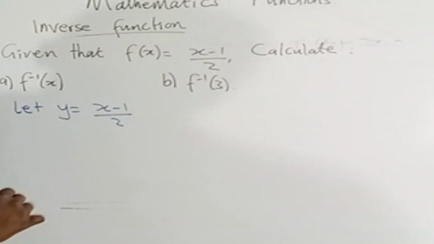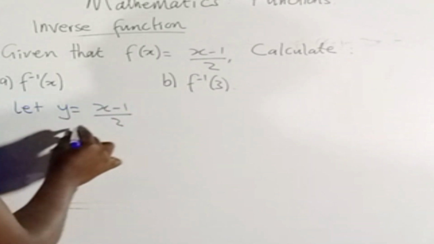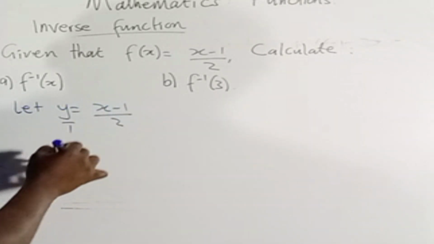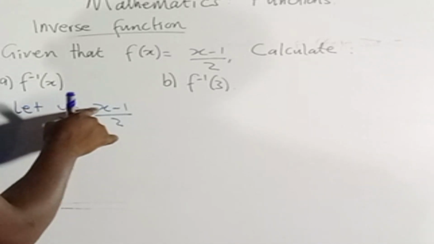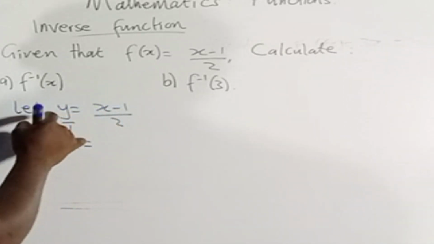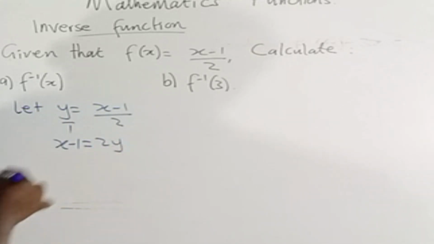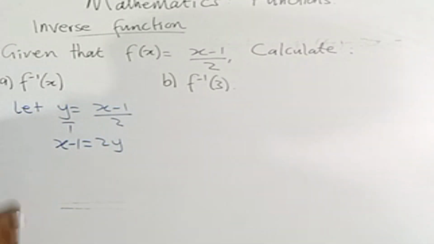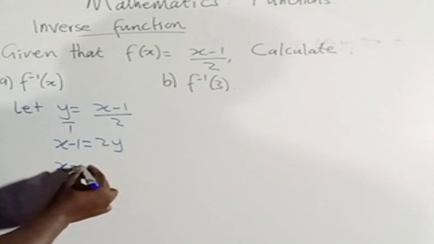This is the same as saying over 1, and then we can cross multiply. We can say 1 times x minus 1, what we're getting is x minus 1, which is equal to 2 times y, which is simply 2y. Then we are making x the subject of the formula.